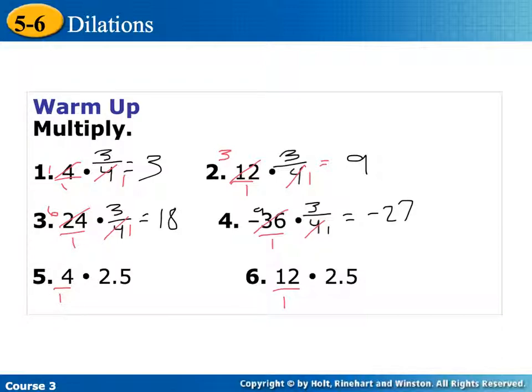4 times 2.5, multiply that straight across. Your answer is 10. Last but not least, your answer is 30 on number 6. Again, you are going to get a calculator for your test. Don't forget about that. So you can use your calculators. All right? Here we go.